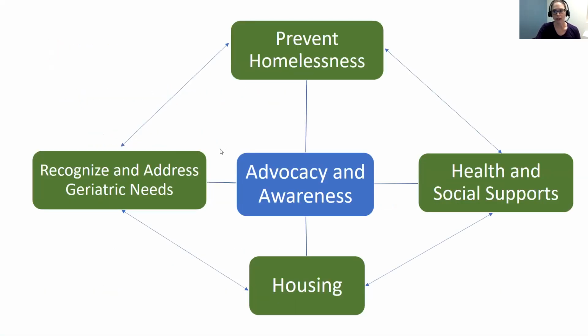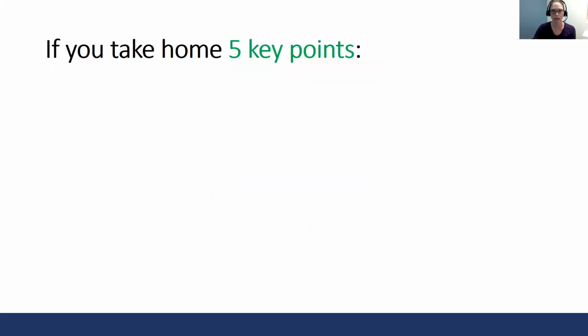And this is my final slide, or actually not my final, my final slide before my conclusion. So just a synopsis. When we're thinking about caring for this group, thinking about preventing homelessness, recognizing and addressing geriatric needs, looking at housing, addressing health and social supports. And on top of that is advocacy and awareness. And all of these are interrelated.